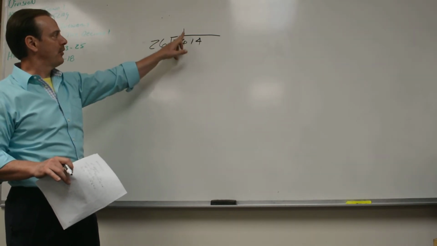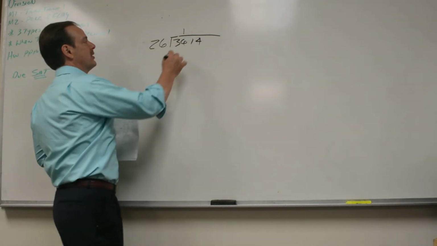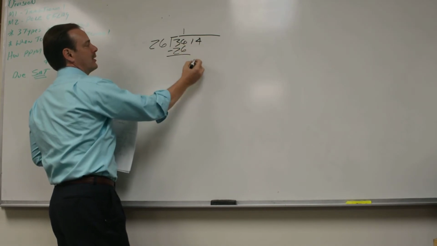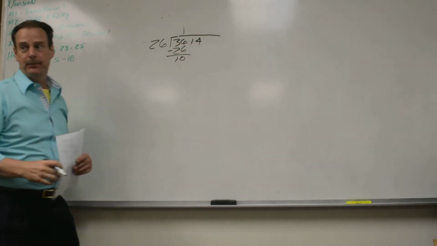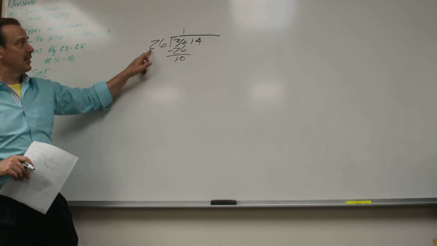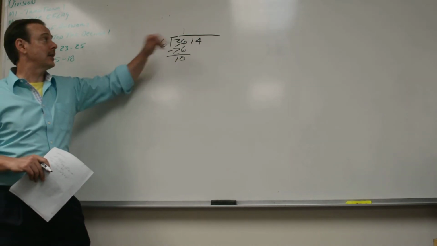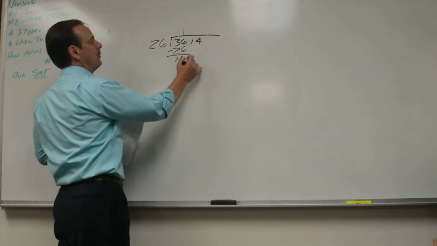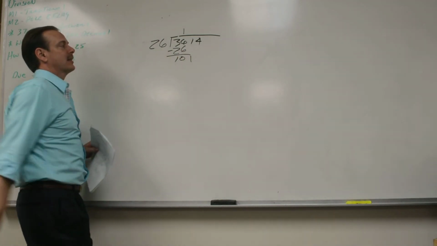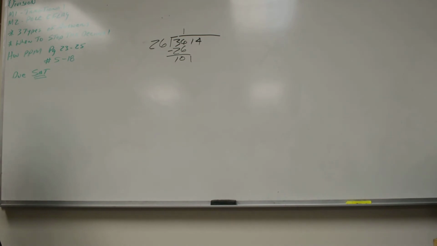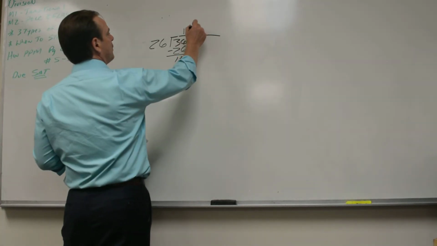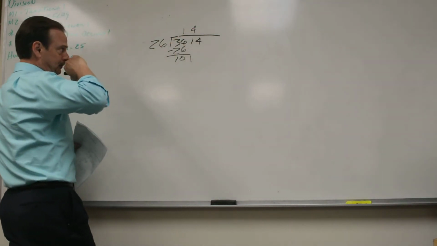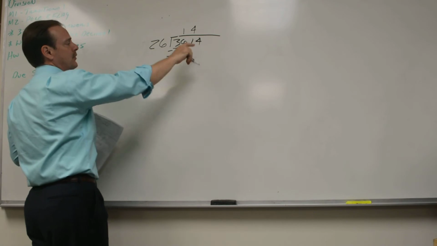All right, so I put a 1 over the 6. 26 times 1 is 26. I'm going to subtract that away from 36. I'm going to get somewhere in the vicinity of 10. I'm going to do my quick check. Is 10 less than 26? Yes. That's a good number. Now, I got 10 here. I bring down the 1. Does 26 go into 101? Yes. How many times? 4. So I put the 4 over the 1.